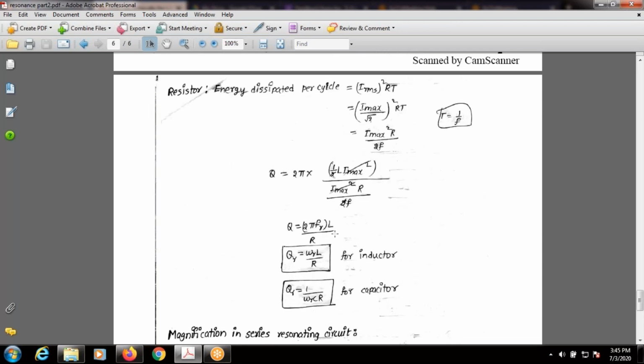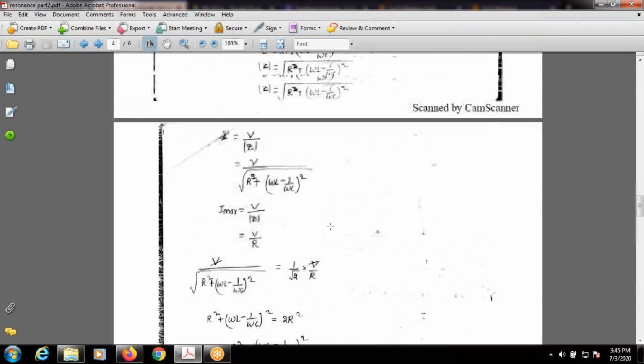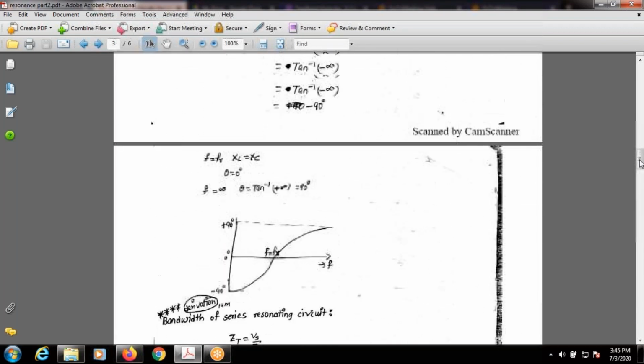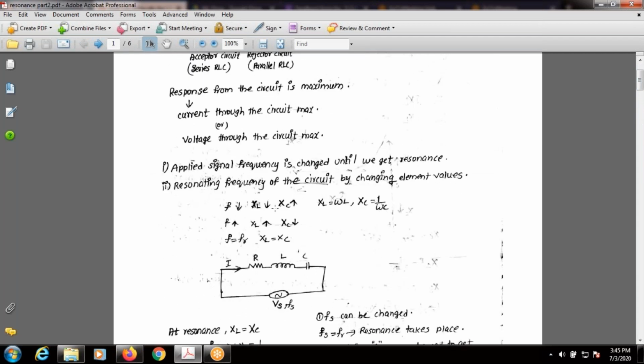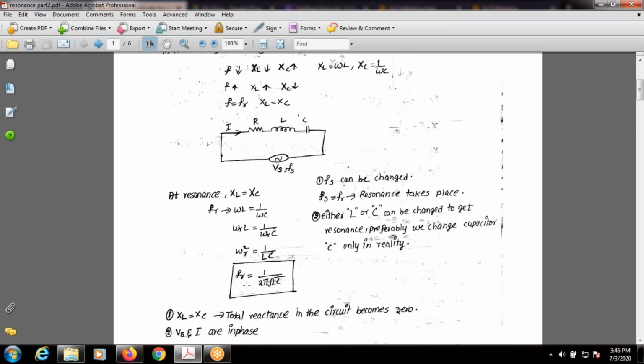So far we have briefly completed the properties of elements with respect to frequency. Once again, remember this one. In an inductor, as frequency decreases, XL also decreases, whereas in a capacitor, as frequency increases, XC decreases. Remember these concepts, they are important. And also we derived the series resonant circuit's resonant frequency, 1 by 2 pi root LC.